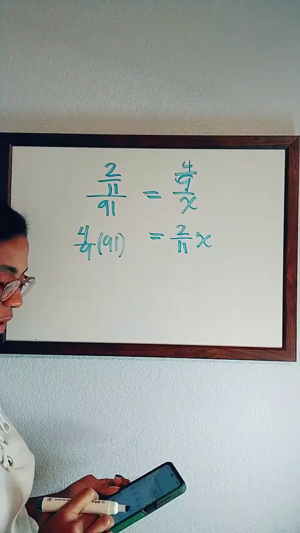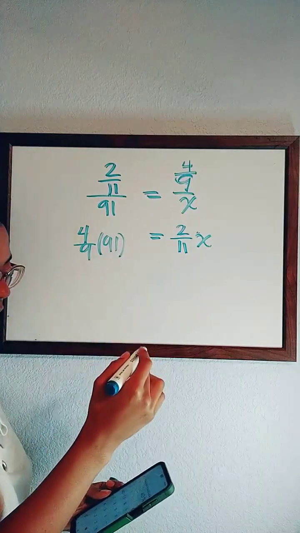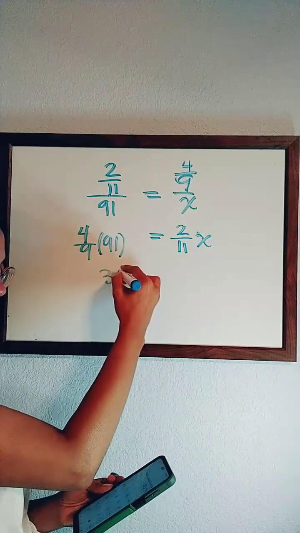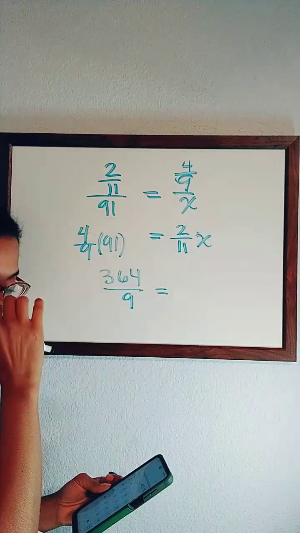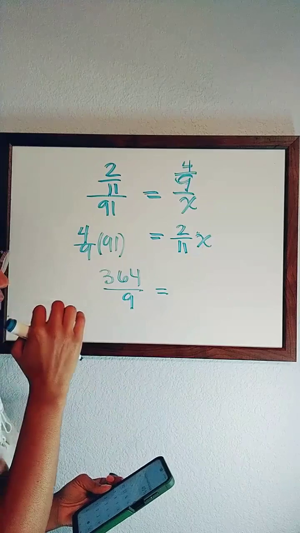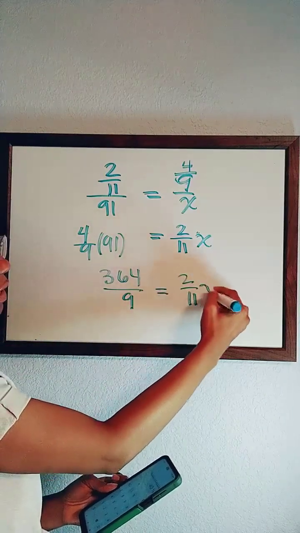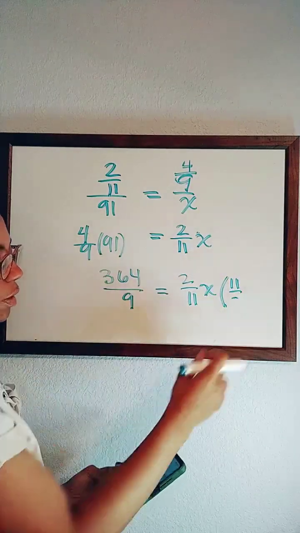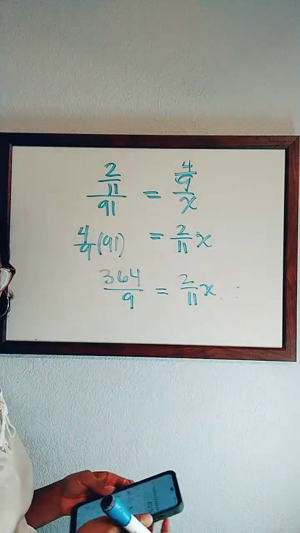Which is going to give me 40 4/9, which is something real ugly. 9 times 4 is 360, so it'll give you 364 over 9 is equal to 2 over 11x. So you would multiply both sides by 11. Oh, excuse me. Yeah, you see how ugly this is now? Ew.